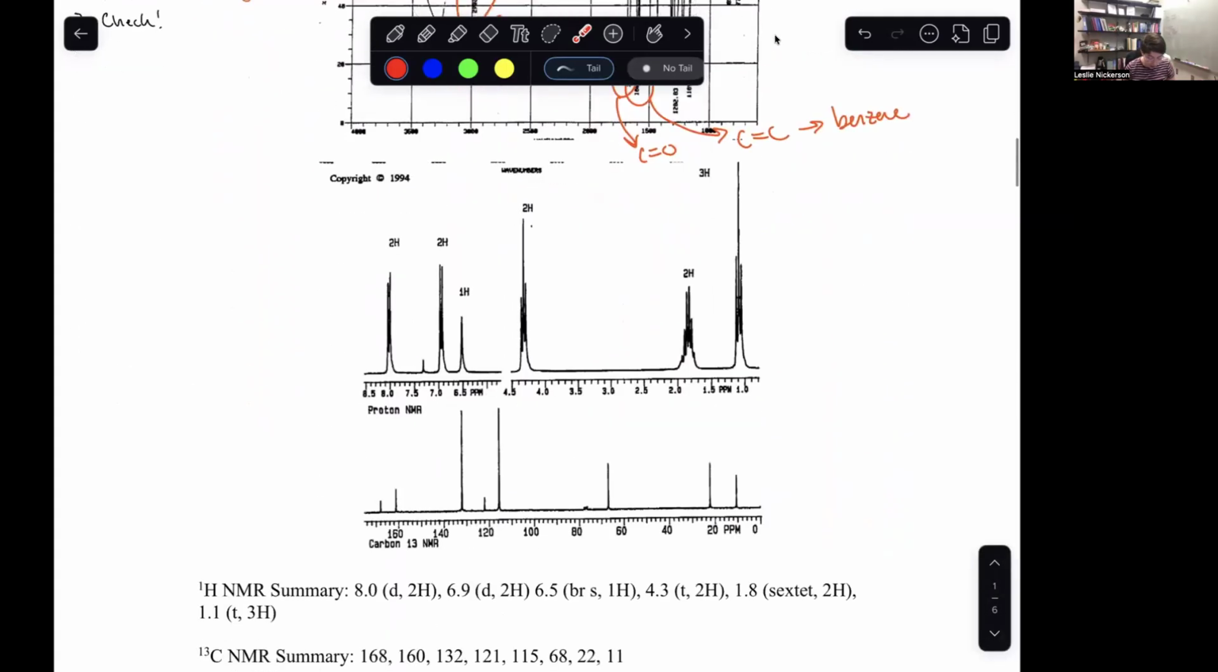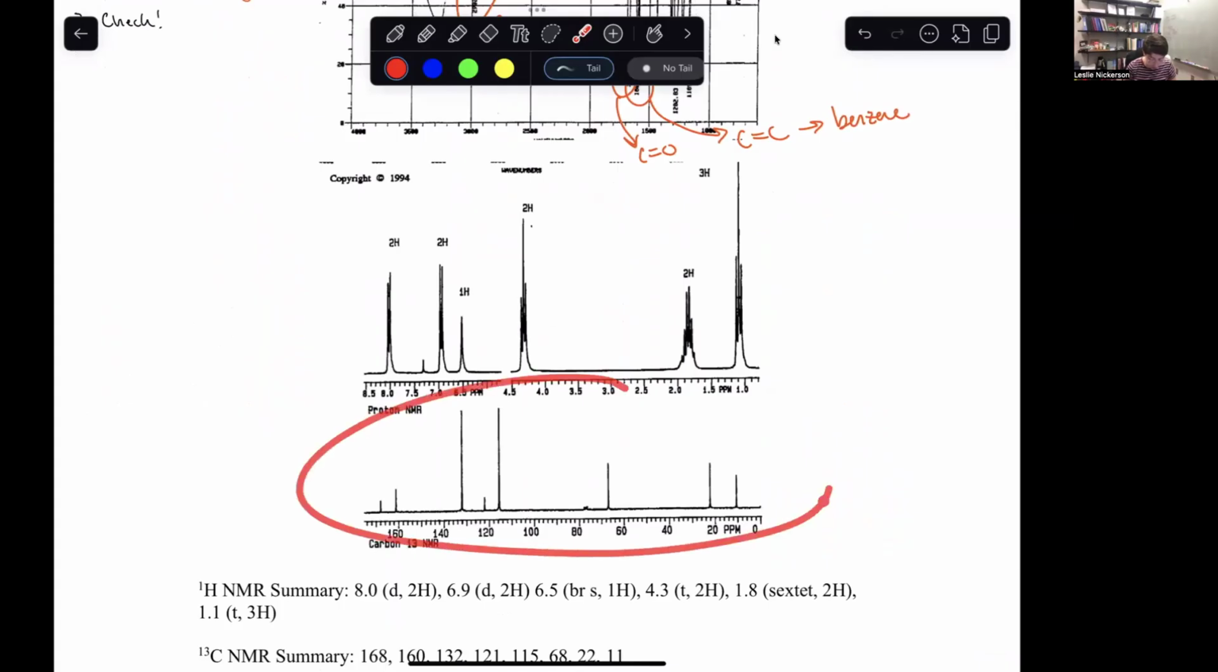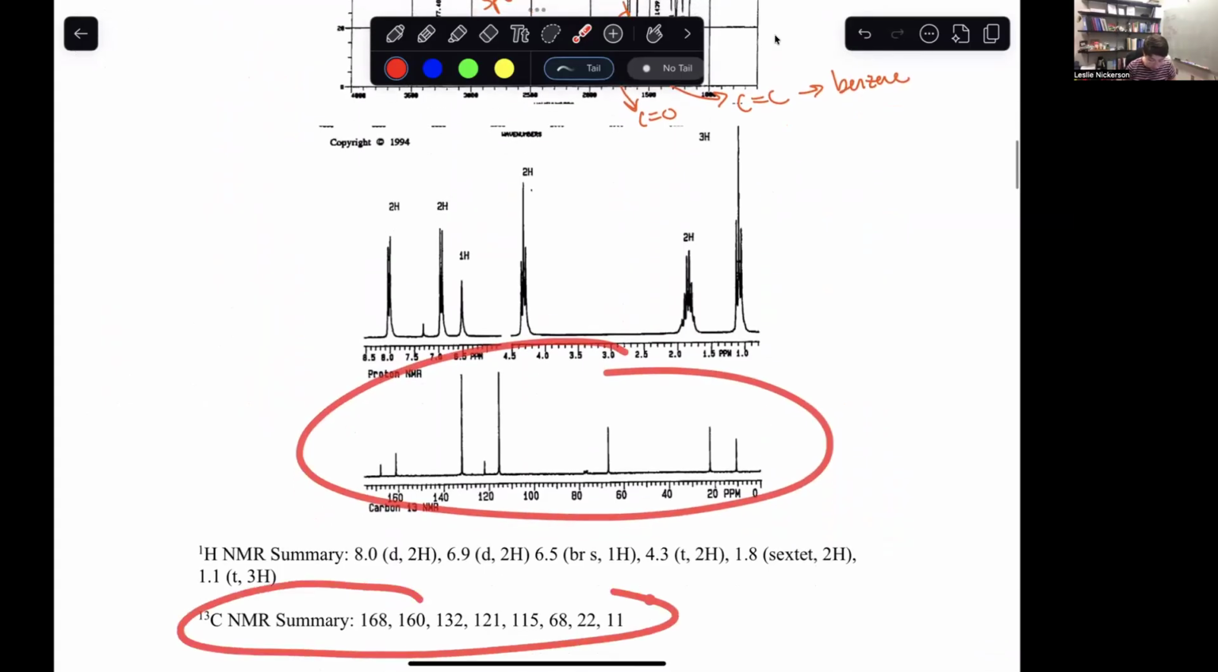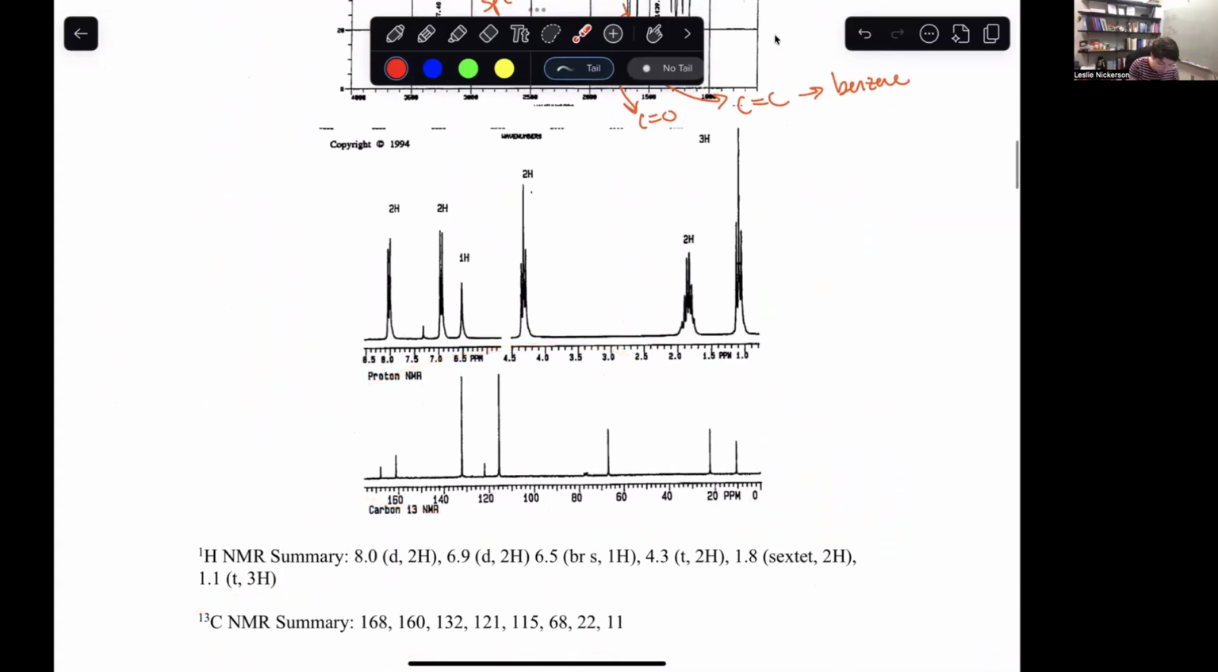Okay, so let's go ahead and move on to our carbon NMR. So we're looking right here. We do have a summary provided, so we've got that as well, just to double check ourselves.